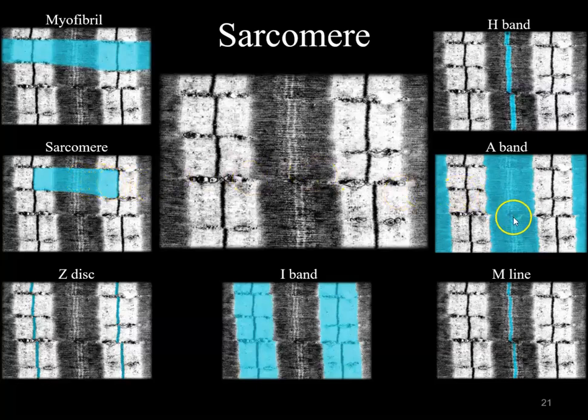And then you can see the A band. I want you to be really familiar with the A band, which is the dark area, and the I bands, which are the light areas, and what is in each one of those areas, okay? A band is going to be thick and thin filaments. I band is just thin filaments.